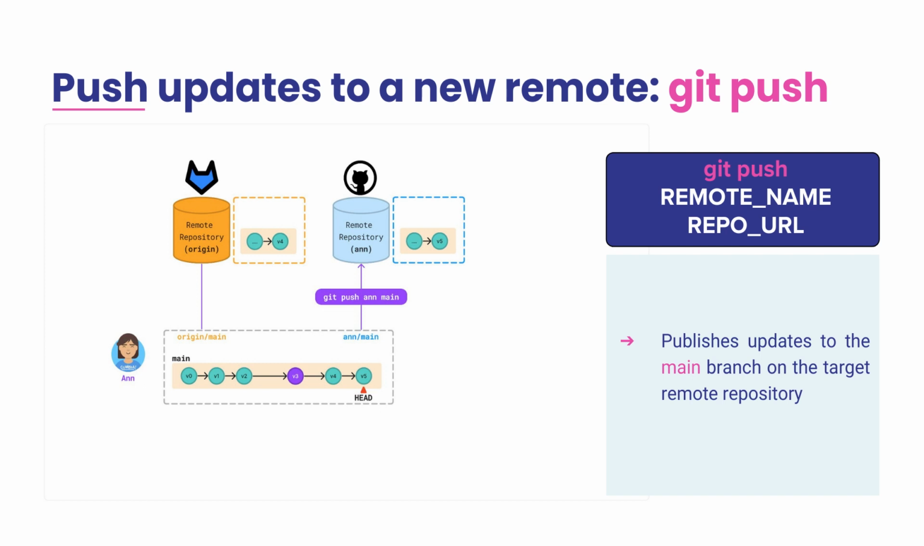As a result, the target repository will now have the latest commit, version 5, that Anne made in her local repository, while the origin repository will still retain the previous commit, version 4.